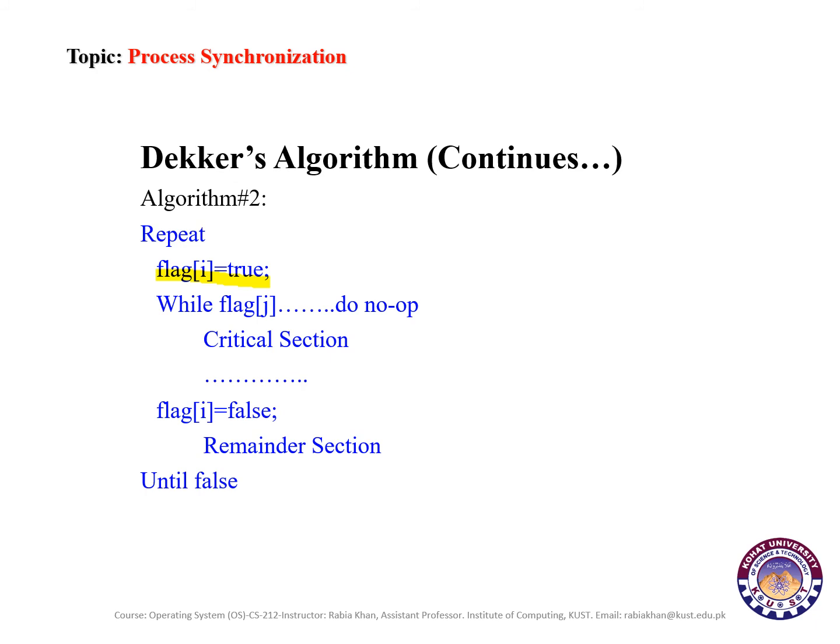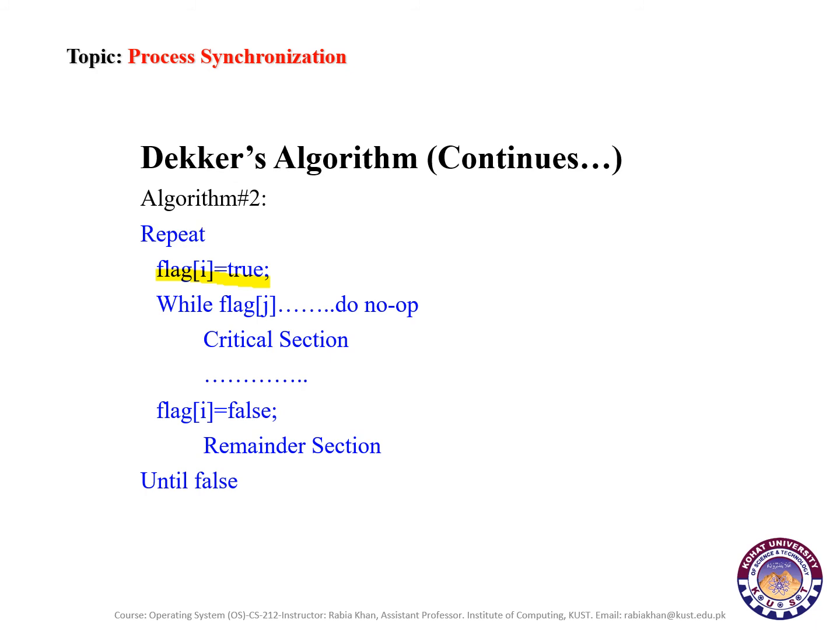After leaving the critical section, a process has to set its flag off in order to let the operating system know that the critical section is now available. Now let's check all the three requirements in this algorithm. The first requirement is mutual exclusion.